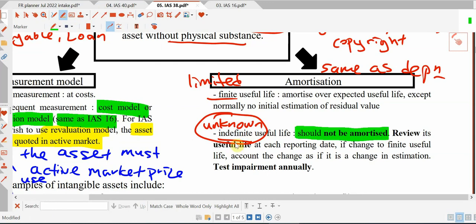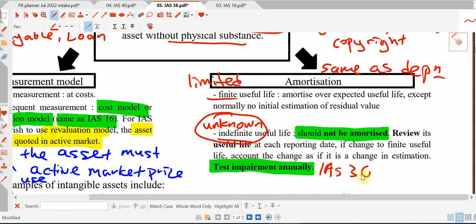You don't even know how many years, so you don't amortize, but you have to test impairment annually. What is the meaning of testing impairment? Impairment is under IAS 36. So this is a video lecture after tonight, IAS 36, how to test impairment every year. So no amortization, but you have to test impairment annually.